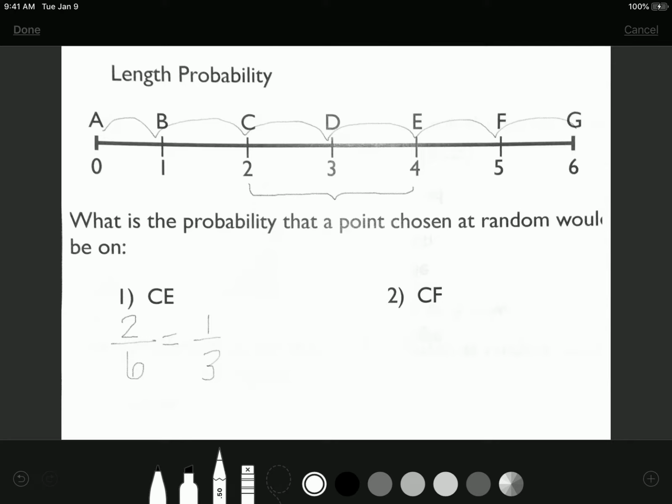The second one says CF. Well, that's a little bit longer. So now we're looking at from C to F, which is 1, 2, 3 sections out of 6. So that's going to be 3 out of 6, which simplifies to 1/2.